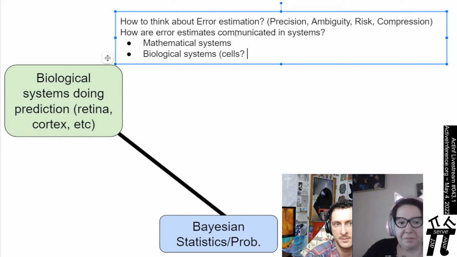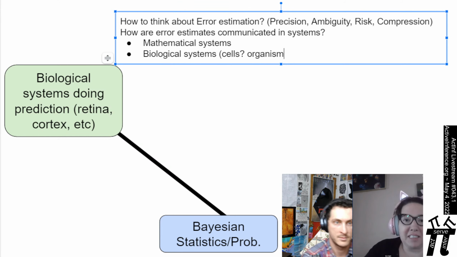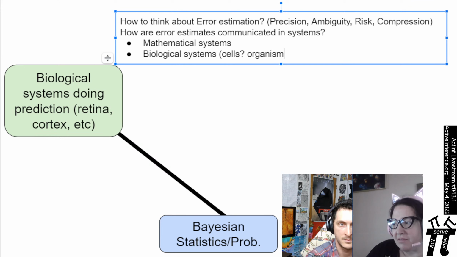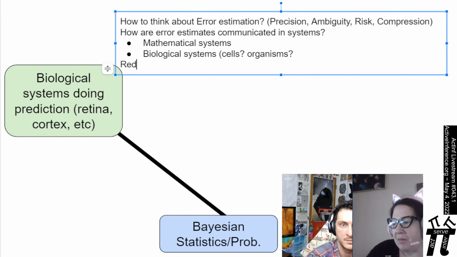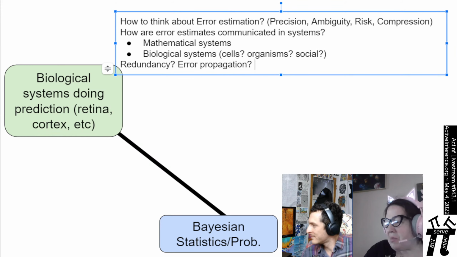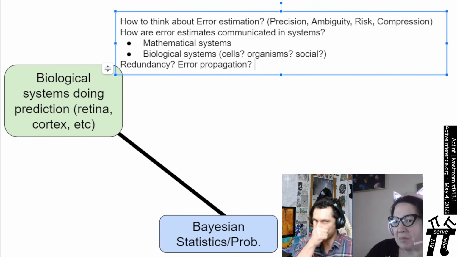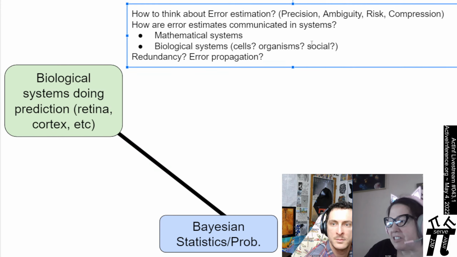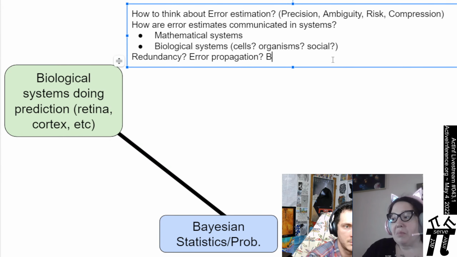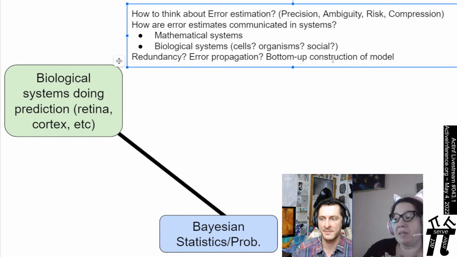So I think some things come into play here, like redundancy and signal compression, and then error propagation forward and backward. There is this in predictive coding or predictive processing, because I'm still not 100% on the difference there. It seems like it's a predictive processing thing, but the authors do say predictive coding. There is a bottom up construction of a model. So the authors say that, but it's not only that.